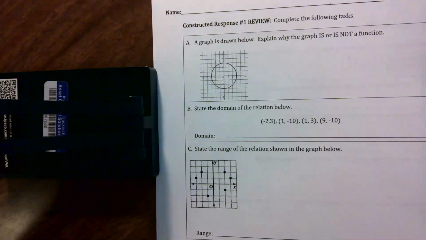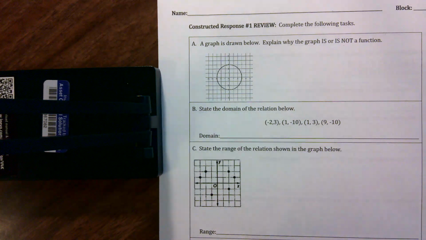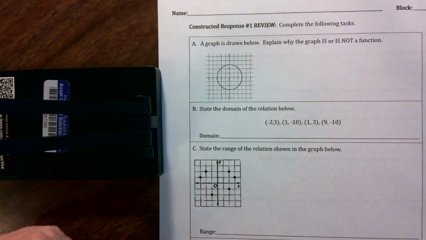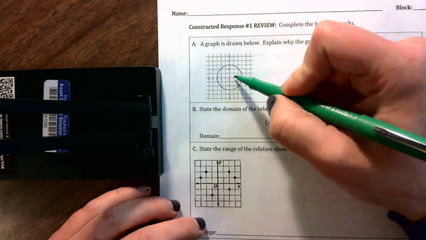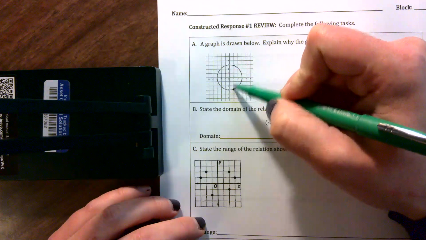Okay, this is a review on what your constructed response will look like on your midterm. The first one says, a graph is drawn below. Explain why the graph is or is not a function. So a function can only go to one output. If we look here at the number 1, we go to this number, but we also go to this number.